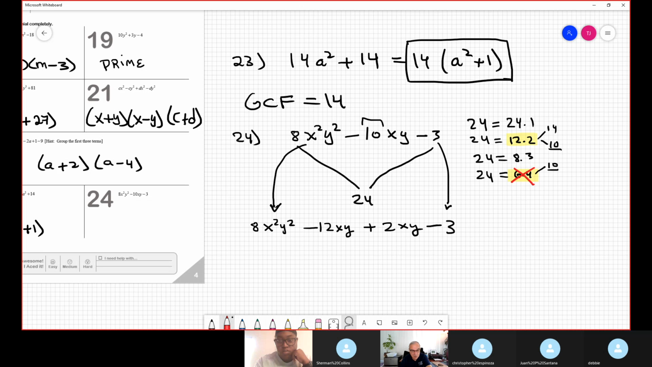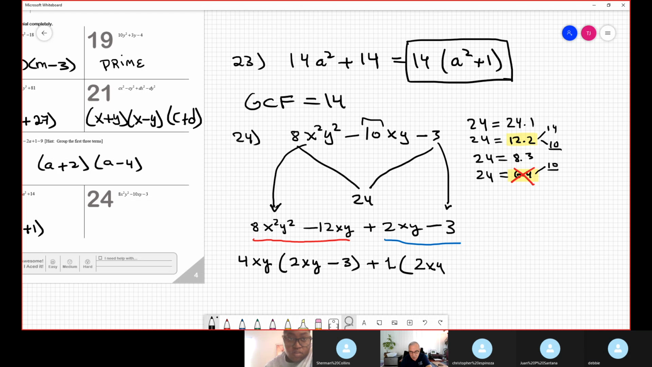And now the factorization, red part, factorization, blue part. The GCF in the red part is 4xy. We have 2xy minus 3. And look at that, in the factorization of the blue part the GCF is 1, 2xy minus 3. Then I can see that 2xy minus 3 is exactly the same. Do you see, David? Okay, this is the correct combination.